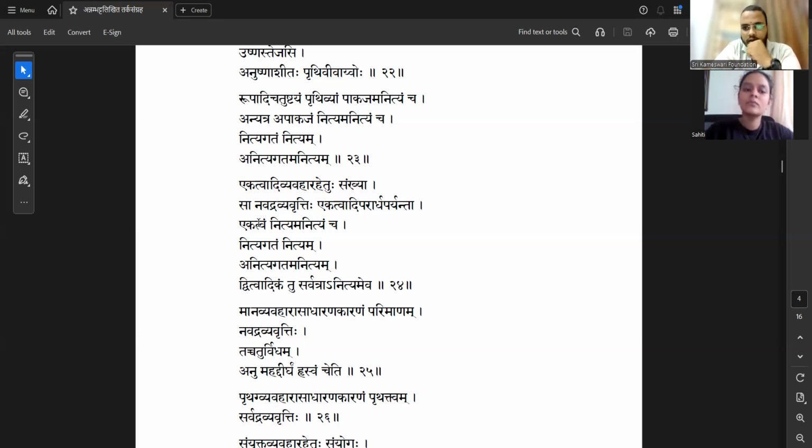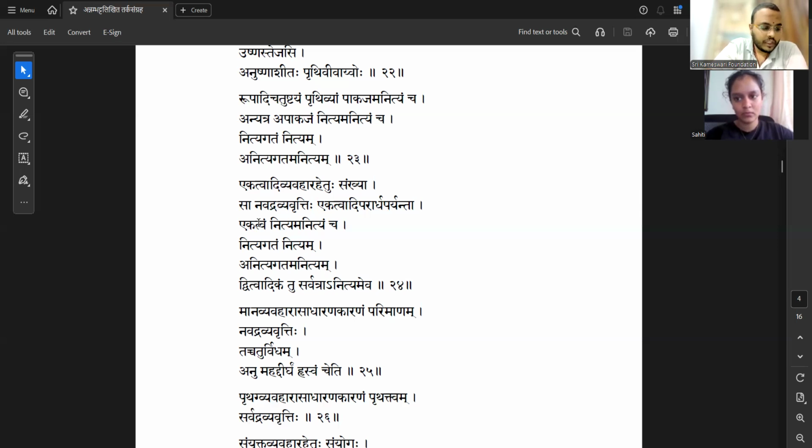And this number is there in all the 9 dravyas. It starts from 1 to the highest number called Parārdha. So what is Parārdha? It is 1 lakh billions, something like that. We have the system of counting numbers until Parārdha.